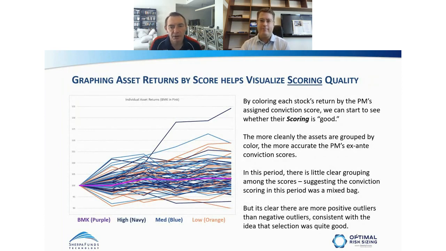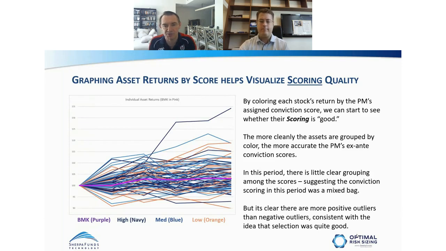Now the client assigns to each of the 70 stocks in the portfolio a conviction, and with this client we've broken the convictions down to high, medium, and low. So very simple, and he's got 20 or 30 stocks in high, 20 or 30 in medium, and 20 or 30 in low. So it's a reasonably well-balanced separation of convictions. The question then is, well, so we know his asset selection has had some quality, right?